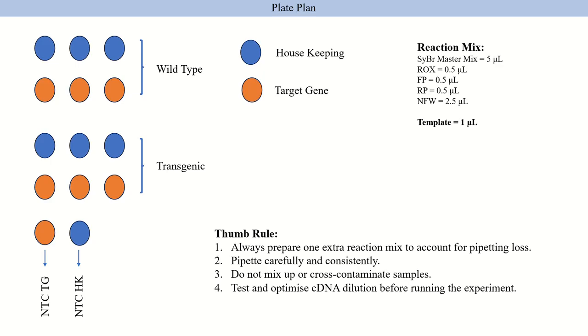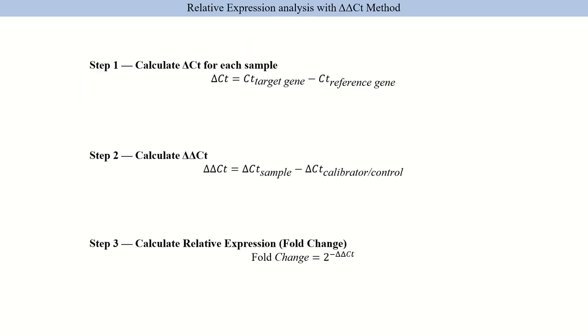Once CT values are obtained, we convert them into biological meaning using relative expression analysis. ΔΔCt normalizes target gene CT to a reference gene CT and compares it with a control sample. This gives relative expression as fold change.